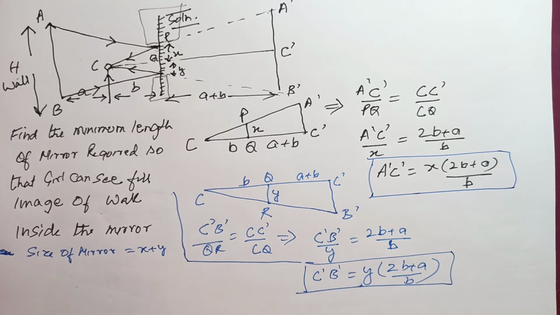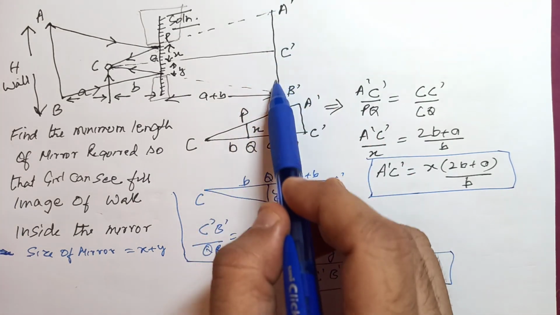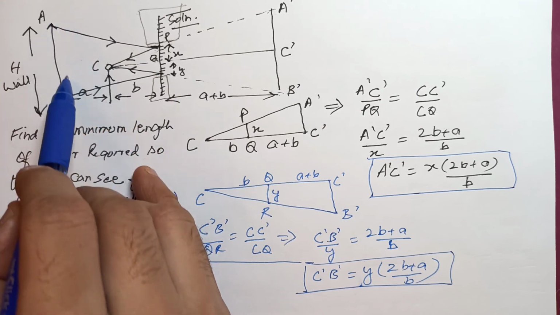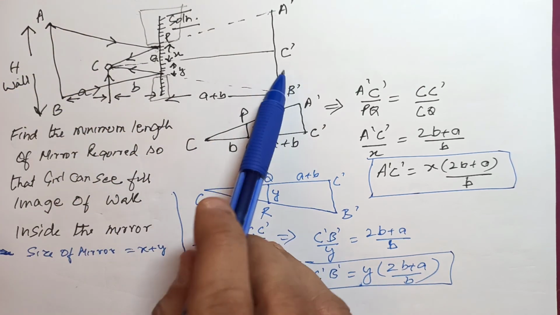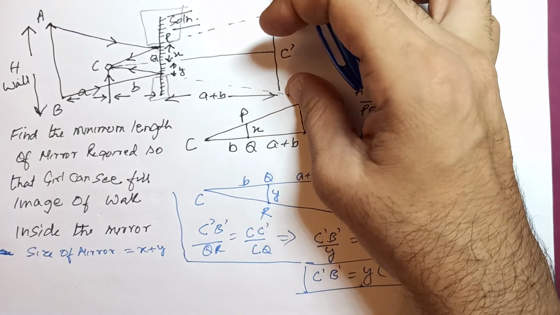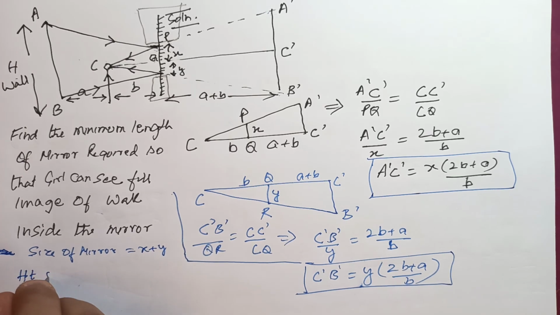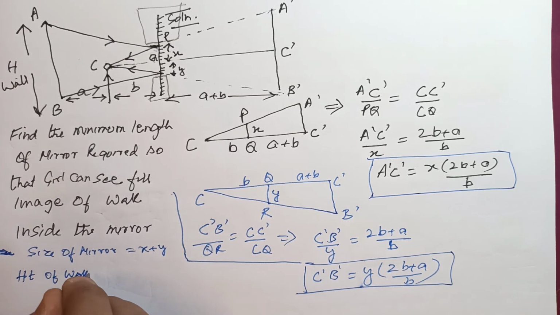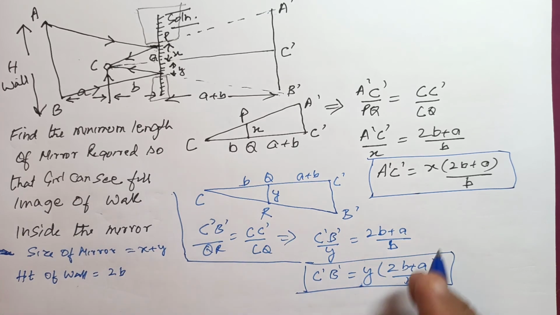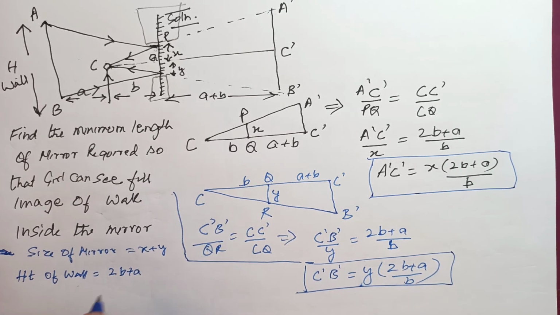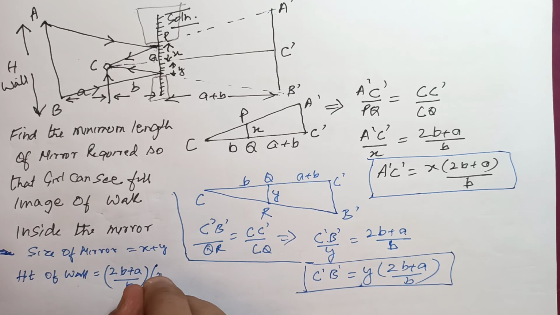Okay, very good. Now what is the height of the wall? So height of the wall is c dash b dash, this plus this. Why is this the height of the wall? Because this wall, basically this is the image of this, so both are of the same size. So whatever is the size of this wall is the size of this image. Okay, now I will say height of wall is equal to, if I just add this and this, 2b plus a by b, if I take this common out of this and this, and you are left with x plus y.